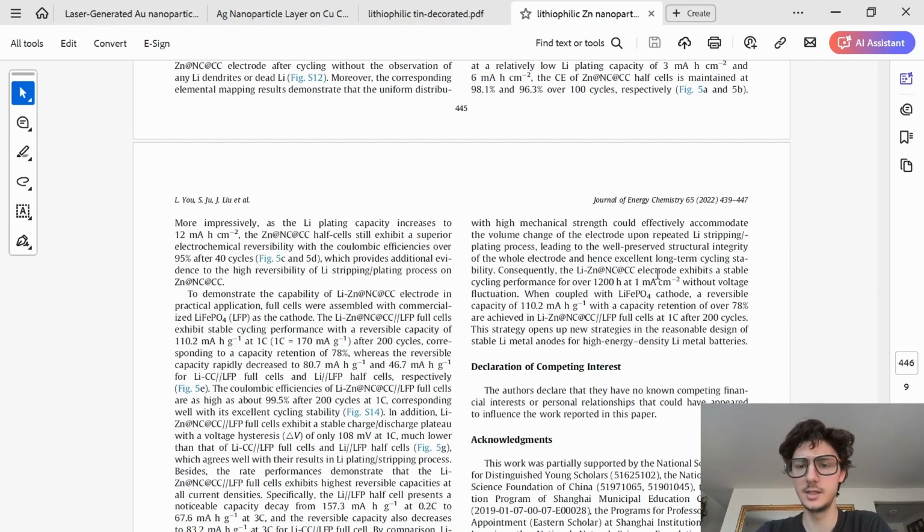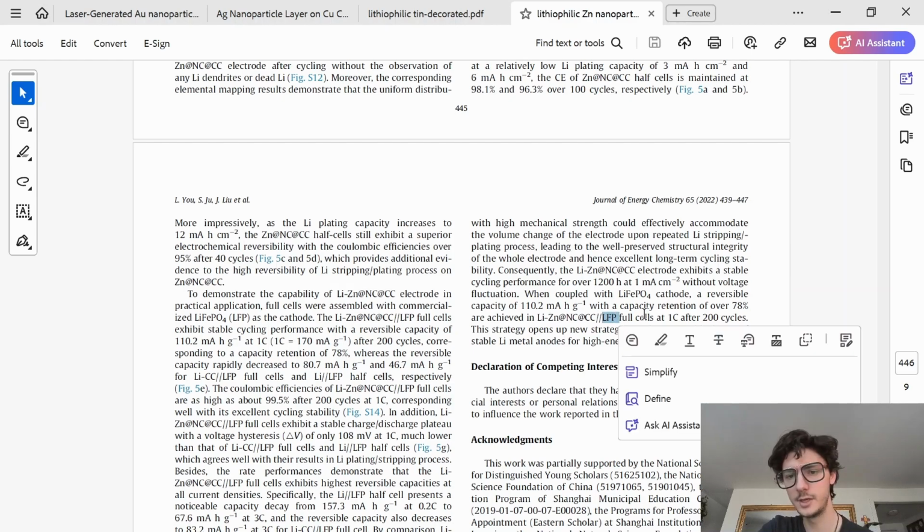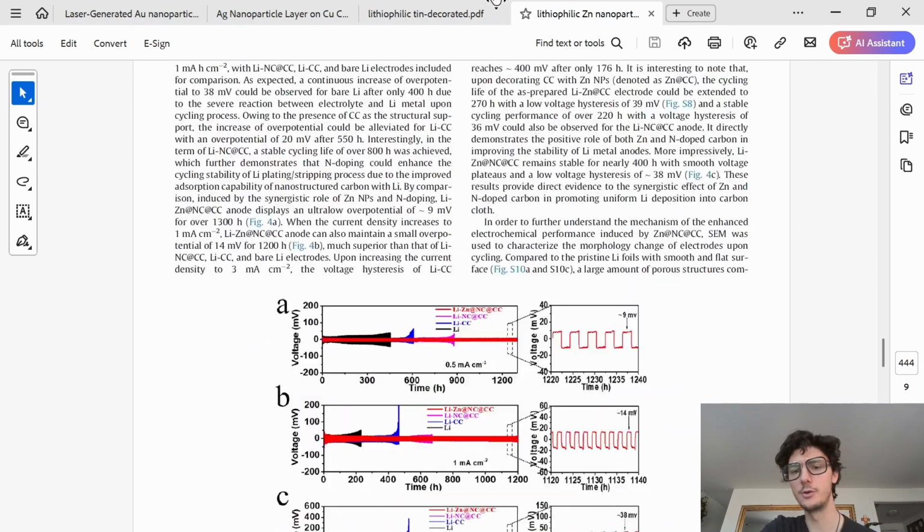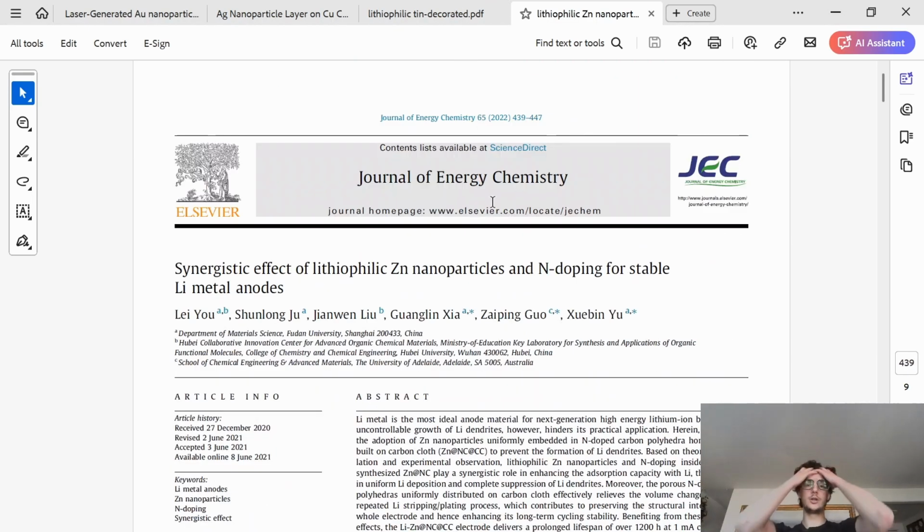Consequently, the lithium zinc NCCC electrode exhibits a stable cycling performance for over 1200 hours at this current density without voltage fluctuations. When coupled with the full LFP cathode, a reversible capacity of this with capacity retention of 78% was achieved for the lithium zinc NCCC and LFP full cells at 1C after 200 cycles. This strategy opens up new strategies in the reasonable design of stable lithium metal anodes for high energy density lithium metal batteries.